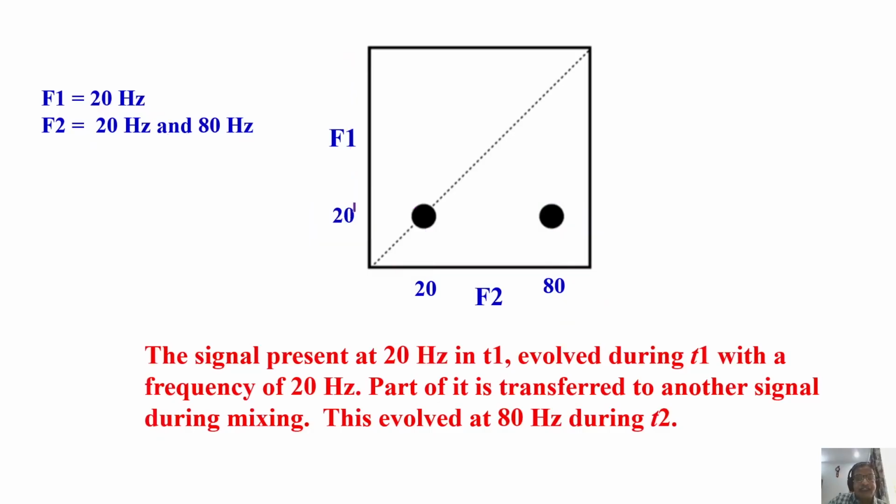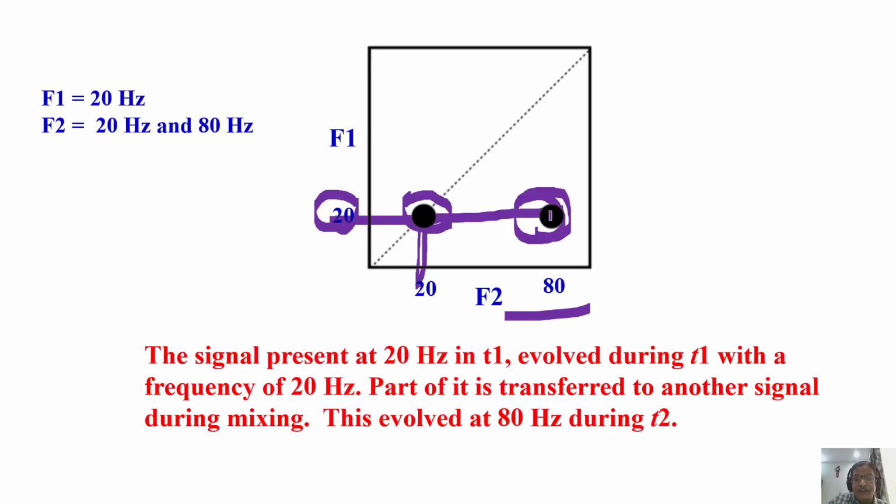Let me repeat. There is a spin which is precessing at 20 hertz in the F1 dimension. In the evolution period or mixing period, what happens? During this process, it will give part of its magnetization to another spin, which is at 80 hertz in the F2 dimension. At the same time, it has retained its frequency also in the F2 dimension. So, if you analyze this spectrum, in the F1 dimension, it has its 20 hertz. In the F2 dimension, it has retained its frequency, and also gives magnetization to another spin whose frequency is 80 hertz. That means, what do you understand from this?